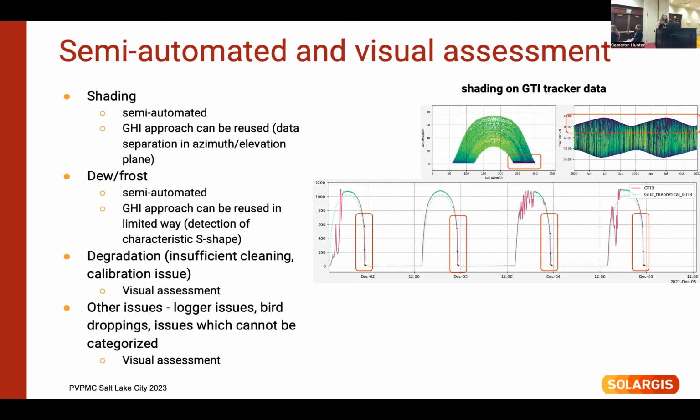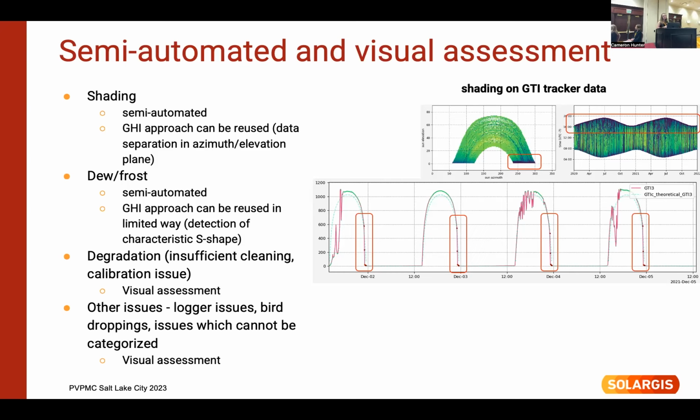Okay, then another issue which you can see in data is frost. Again, our approach for GHI is that usually on parameters we see this S-shape curve and we can detect it, and in a limited way we can do it also for GTI.